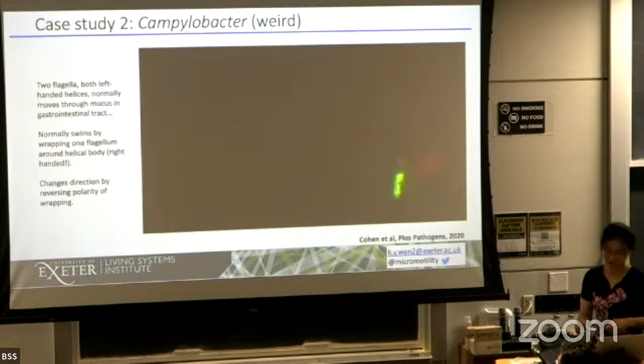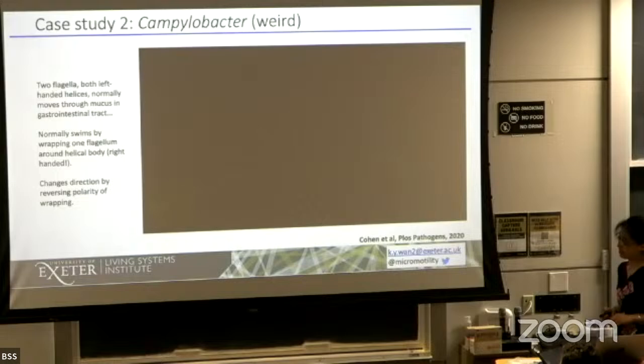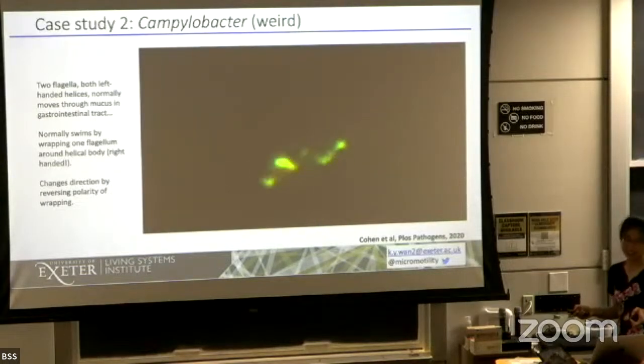And I'll show the movie. It's a really nice movie, actually. They can label the flagella and the body independently. Sorry for anyone who's colorblind. And the weird thing is that each of these cells, still rod-shaped, has two of these flagella, one on each end. And then the two flagella have the same handedness. But then on top of that, the body itself is also a helix, with the opposite handedness.